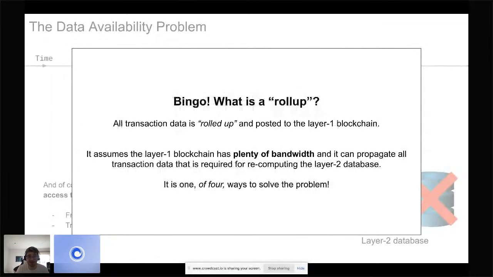Then the final solution is bingo. What is a rollup? Well, all transaction data is rolled up and posted to the layer 1 blockchain. And this is a new trust assumption. We have to assume that the layer 1 blockchain has plenty of bandwidth and can propagate all the transaction data that is required for recomputing the layer 2 database. It's one of 4 ways to solve the problem. It's the easiest way to solve the problem. But now we have a stronger trust assumption. We assume that Ethereum has plenty of bandwidth, and that will soon become our bottleneck for scalability on Ethereum.